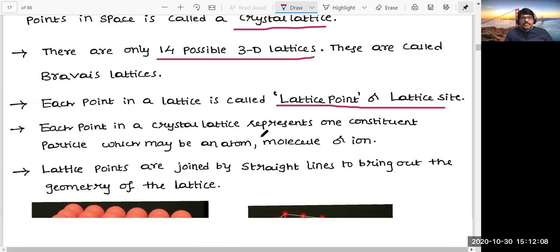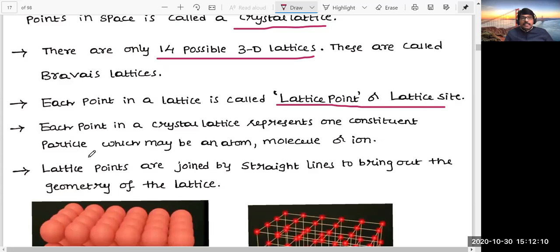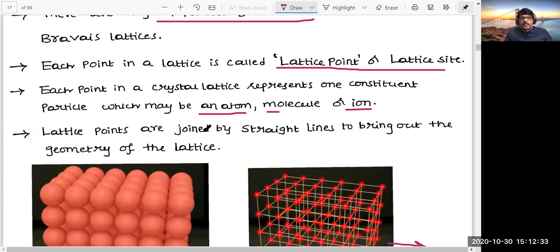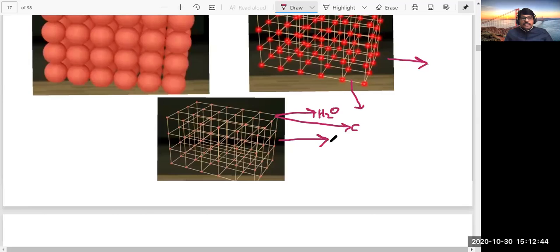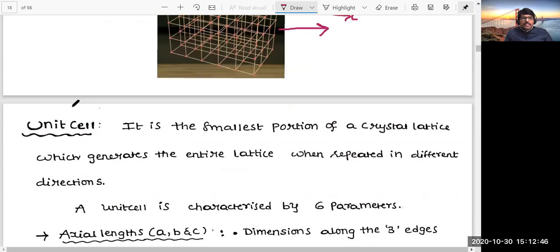Each point in a crystal lattice represents one constituent particle, which may be an atom, molecule, or ion, irrespective of its nature. Always, while writing a space lattice, the constituent particle is represented by a point, right? Lattice points are joined by straight lines to bring out the geometry of the lattice. If all the lattice points are joined by straight lines, you get the space lattice. So this is about the crystal lattice. Now let us talk about the unit cell.